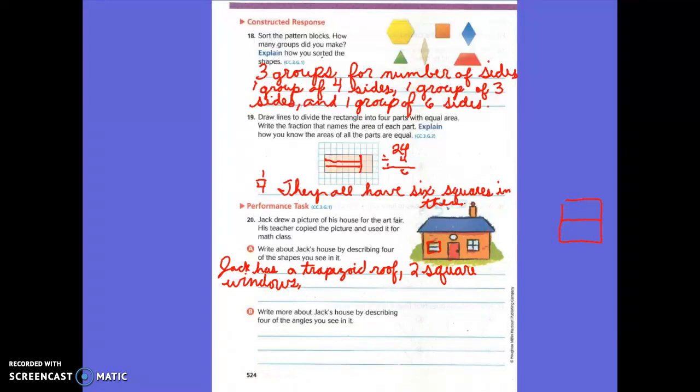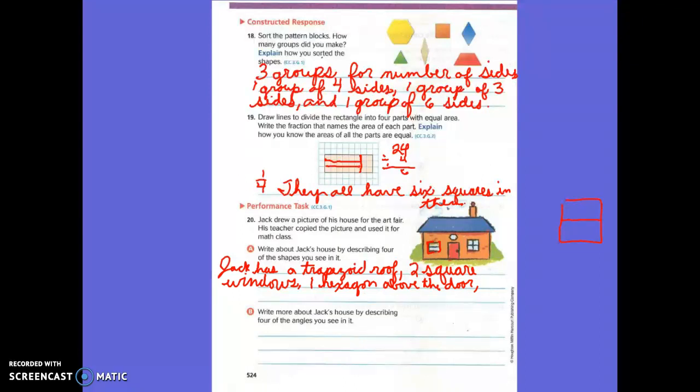What else? Cooper? One hexagon window. Where's that hexagon? Right there above the door. We'll say above the door so that we know. That's the last shape, because we need 4. No, it's not. Okay, keep describing some more for me then.